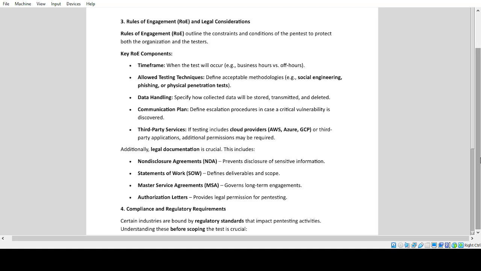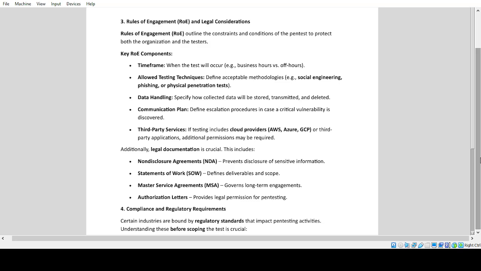Data handling: specify how collected data will be stored, transmitted, and deleted. Communication plan: define escalation procedures in case a critical vulnerability is discovered. Third-party services: if testing includes cloud providers, AWS, Azure, GCP, or third-party applications, additional permissions may be required. Additionally, legal documentation is crucial.